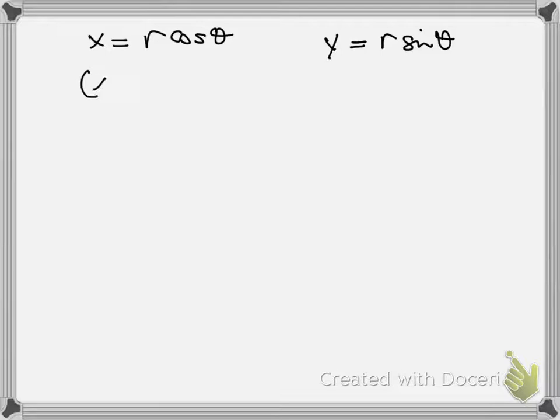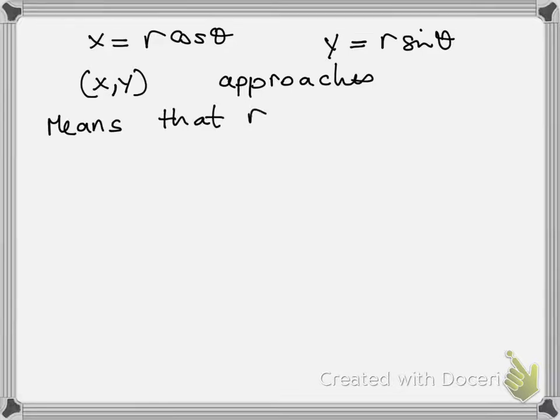So when xy approaches 0, it means that r approaches 0. So if xy approaches 0, it means that r approaches 0. Because if you just replace r by 0, then x would be 0, right? And if you replace r by 0 here, y is going to be 0. So saying that xy approaches 0 means that the radius r goes to 0.